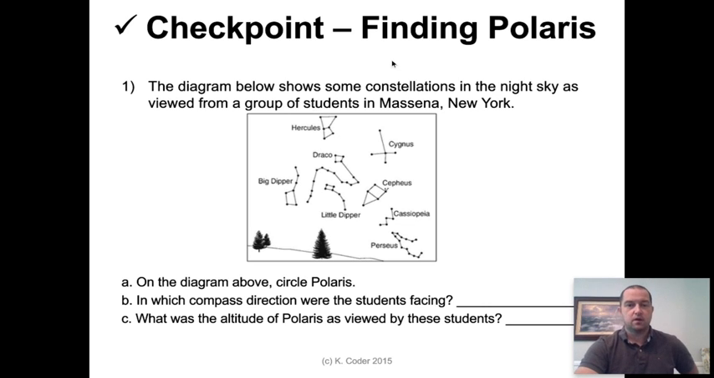In order to do that, we have our Big Dipper to the left-hand side there. We're going to use the two pointer stars at the end of the cup, line them up and draw a straight arrow until we get to the Little Dipper. The star at the end of the handle is Polaris. Now for B, in which compass direction were the students facing if they saw Polaris? Remember, they're in Messina, New York. So what was the altitude of Polaris as viewed by these students?